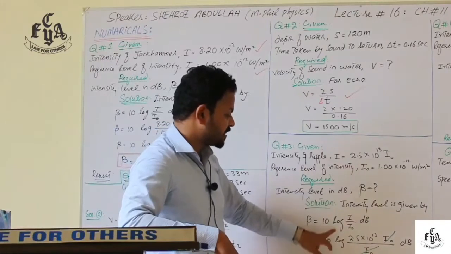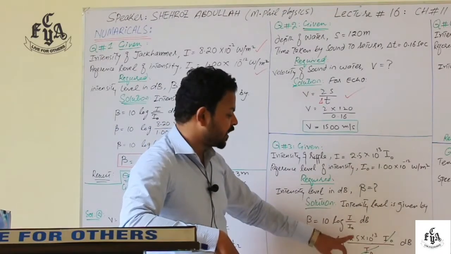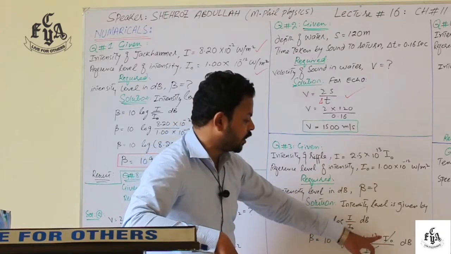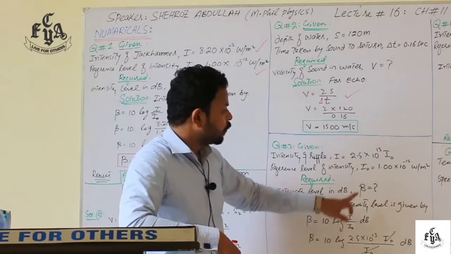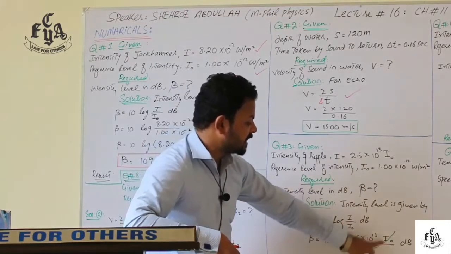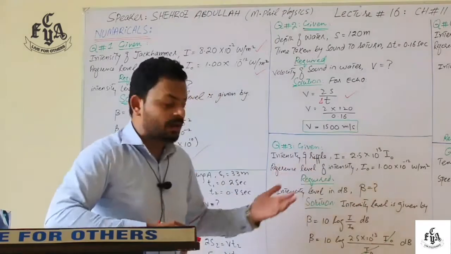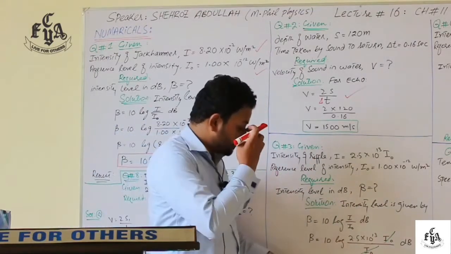10 will be as it is, log will be as it is. Instead of I, I will write 2.5 into 10 to the power 13 I naught, and in the denominator we will write I naught as it is. This I naught will be cancelled out with the upper I naught. What will be the remaining terms?